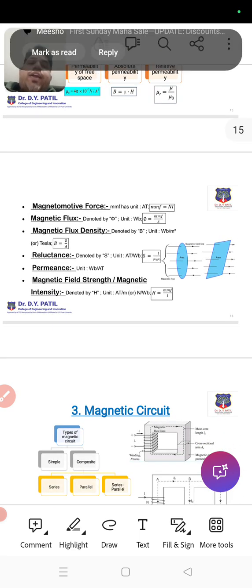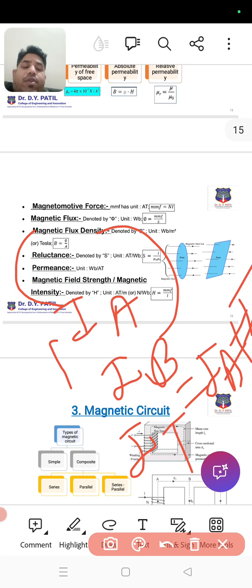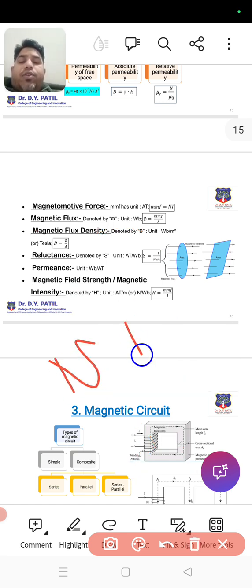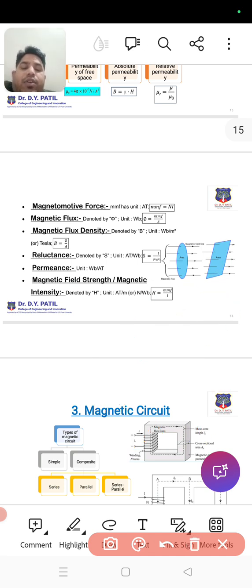The second thing is the magnetomotive force. The magnetomotive force is nothing but the force required to make the flux flow. The mmf is the product of the number of turns and the current. mmf is equal to N into I. So what will be the unit of N into I? N is the turns, T, and current is A. So AT is the unit of the magnetomotive force.